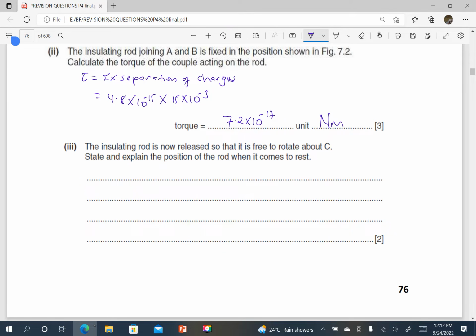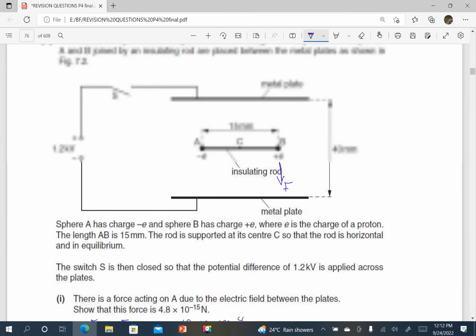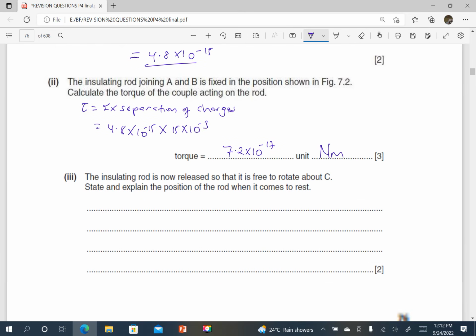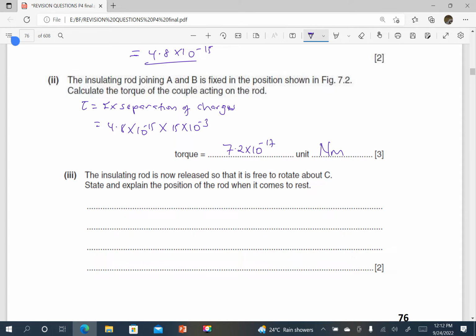The insulating rod is now released so that it is free to rotate about C. State and explain the position of the rod when it comes to rest. Of course, when it comes to rest, if it's allowed to rotate, then it will go vertical. The rod will now be like this. Note that this force acts upwards to the top plate, this one acts downwards to the bottom plate. So the rod is going to be vertical, with A next to the top plate and B next to the bottom plate. So we can say it is vertically aligned.